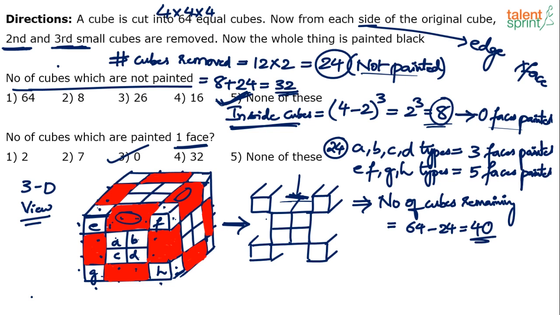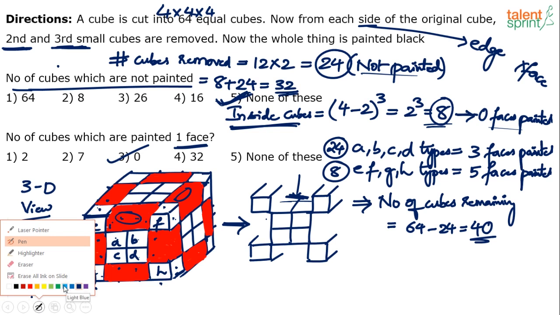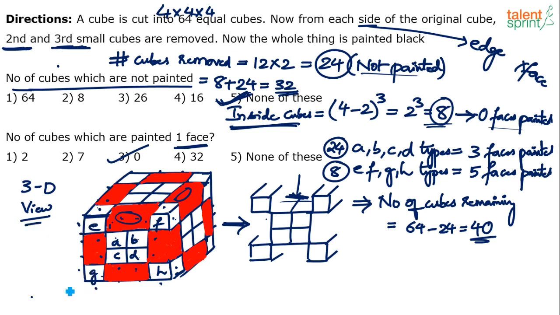24. This 8 I wrote long back, it is not reflecting. Let's wait for that. Yeah, it has come now. So if you see, I'll show you the balance, I mean the total of 64. The 64 cubes are what? 24 which are removed and not painted. Then 8 cubes which are inside and not painted.